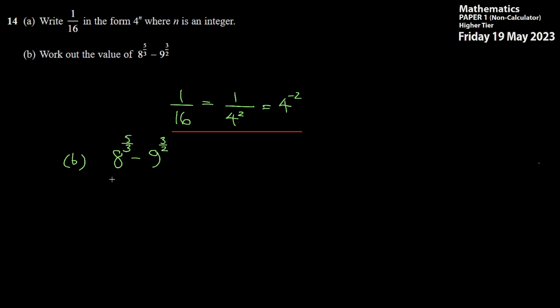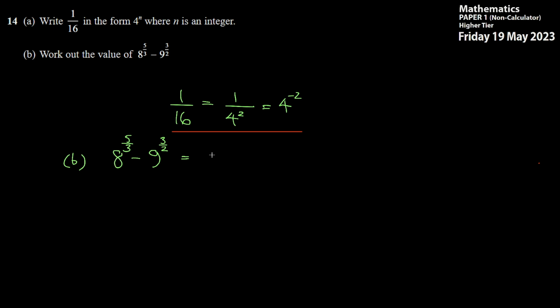Now B, fractional powers. The 3 down here means we're going to have to take the cube root of the number, then raise it up to the power 5. And the 2 here means we're going to have to take the square root of the number and then raise that to the power 3. You do the roots first because that'll pull the number down rather than make a huge number which we then have to cube root. So the cube root of 8, well, 2 times 2 times 2 is 8.